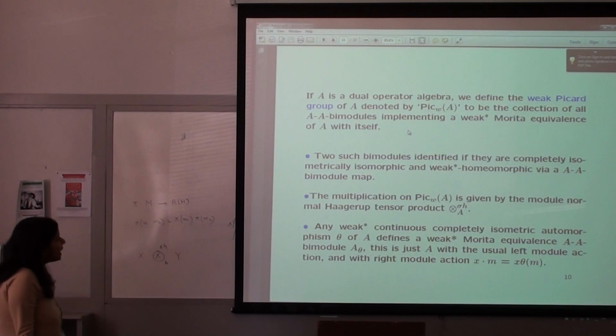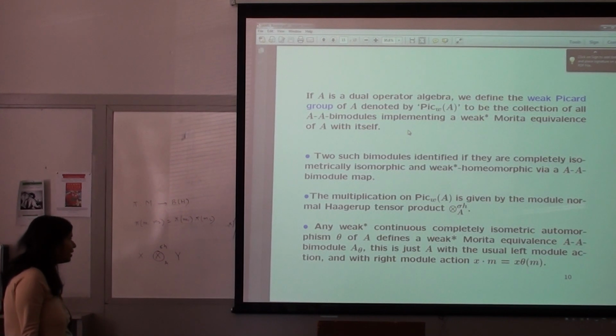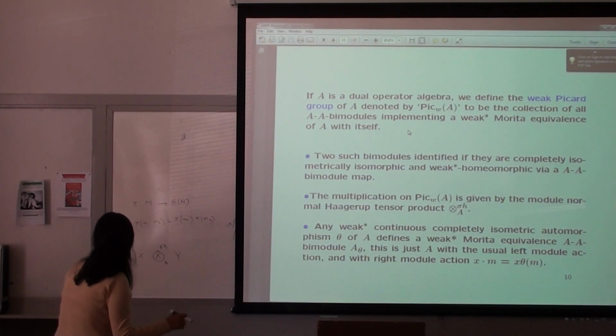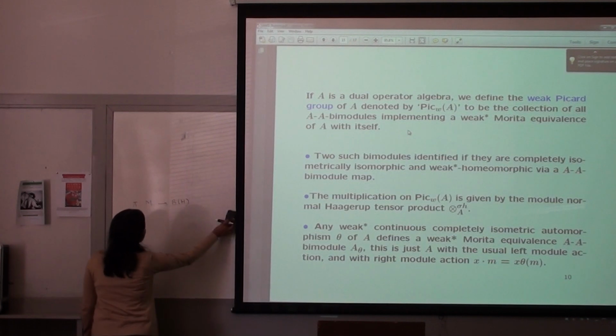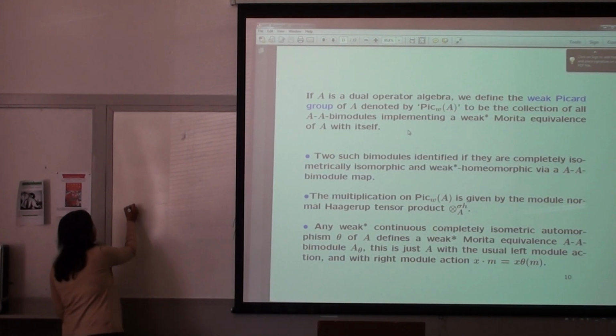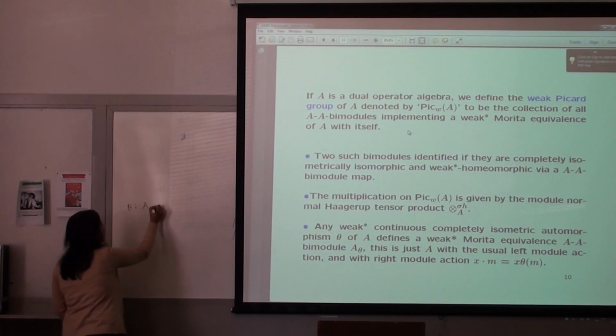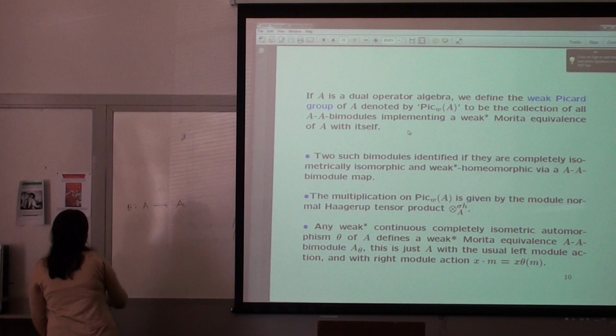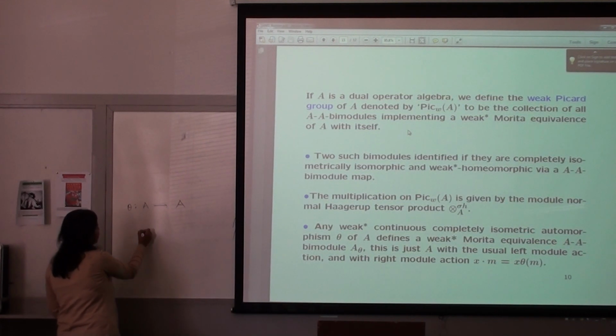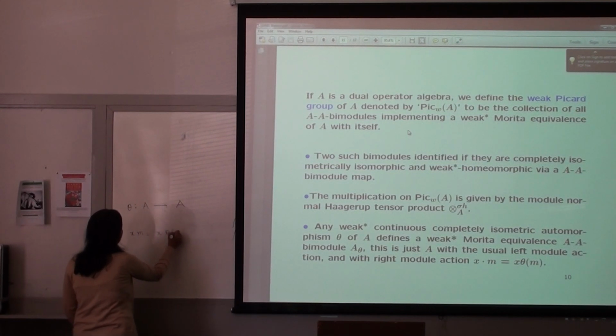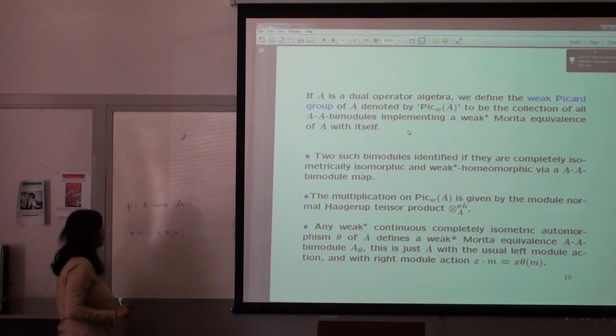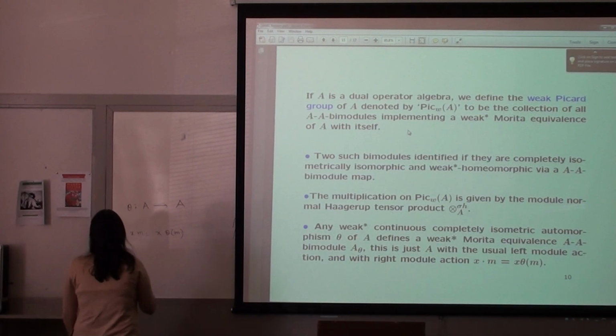Any weak star continuous completely isometric automorphism of A defines a weak star Morita equivalence bimodule A theta, which is just A with the usual left module map, but the right module map is coming from this automorphism. So what I'm trying to say here is, if I have a weak star continuous automorphism theta from the algebra A to A, then this automorphism defines a module structure on A. The module structure will be X times M is basically X times theta of M, where both X and M are elements of A. And this module will be denoted by A theta.